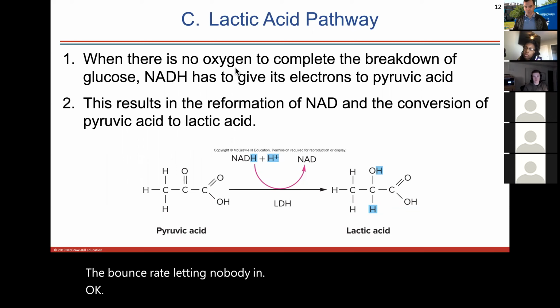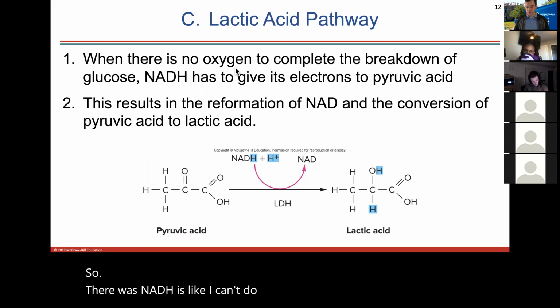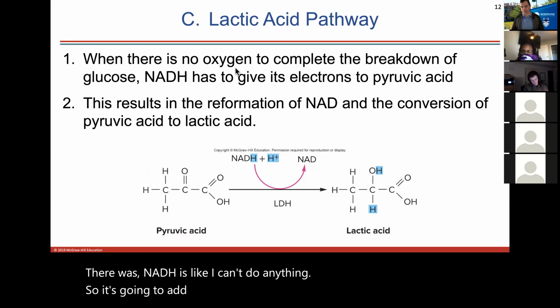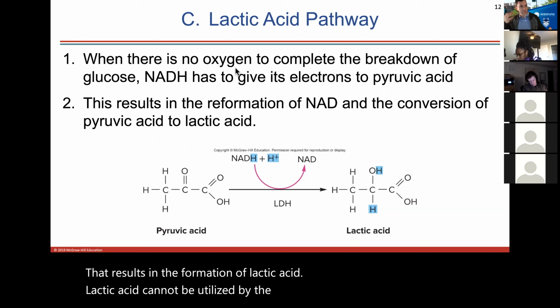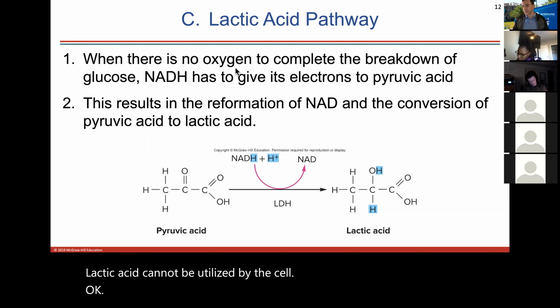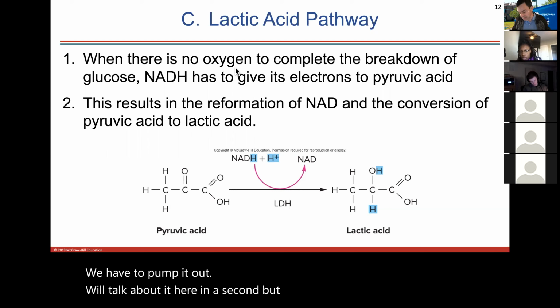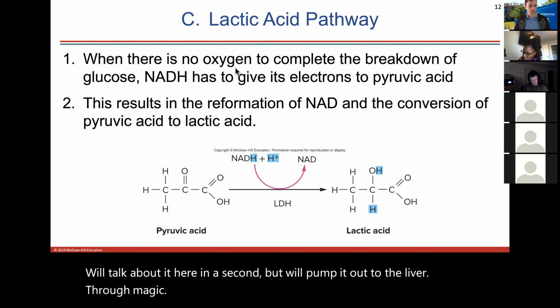So those NADHs are like, I can't do anything. So it's going to add those hydrogen ions back to pyruvate. That results in the formation of lactic acid. Lactic acid cannot be utilized by the cell. We have to pump it out. And we'll talk about it in a second, but we'll pump it out to the liver, and through magic, we'll convert it into glucose.